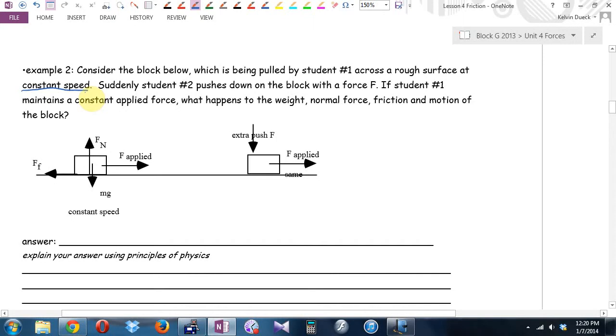You know what? Let's change that. Suddenly, your friend comes along, jumps into the air, and lands on the bench. I'm sure you've seen that happen before when someone is trying to move the benches. One of their idiot friends comes along, I'm going to sit on the bench like that. If student number 1 maintains the same force as before, what happens to the weight, the normal force, the friction force, and the motion of the block?